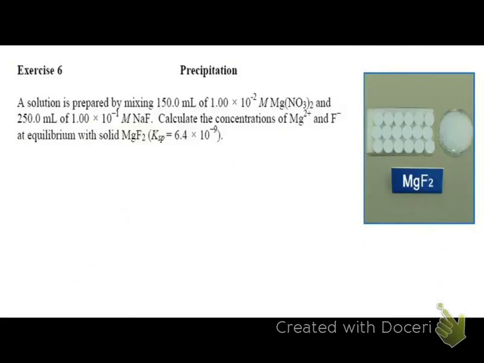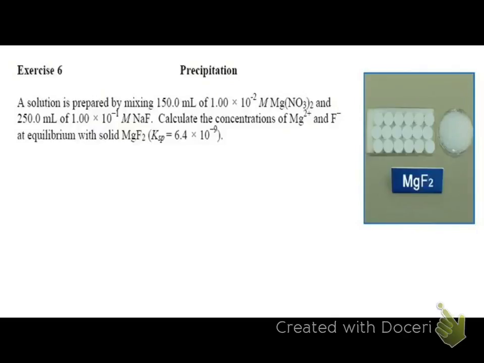Okay, now that you have all that written down, now comes the fun part. We're going to actually have to do 2 RICE tables, okay? So first, because we know that a precipitate forms, we have to figure out when that precipitate forms, what are the concentrations at that time. So we're going to do the forward reaction, or I guess it would be the reverse reaction in this case.